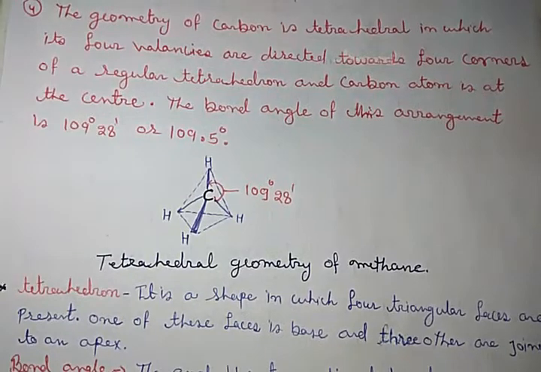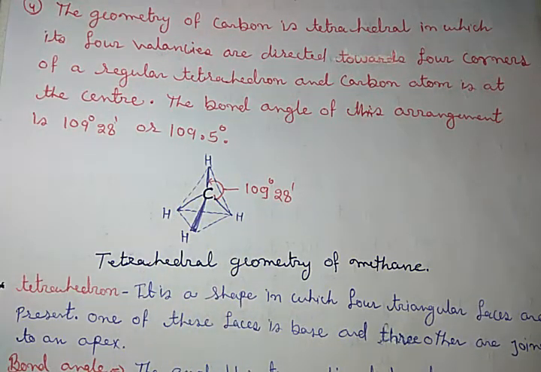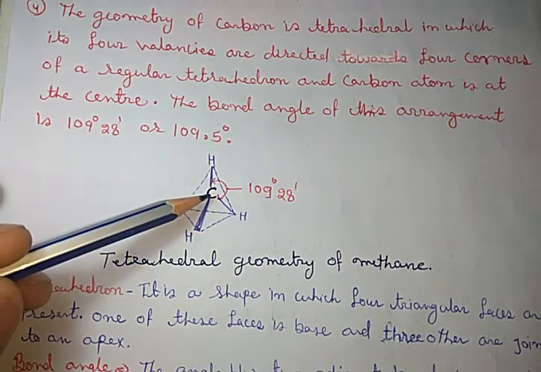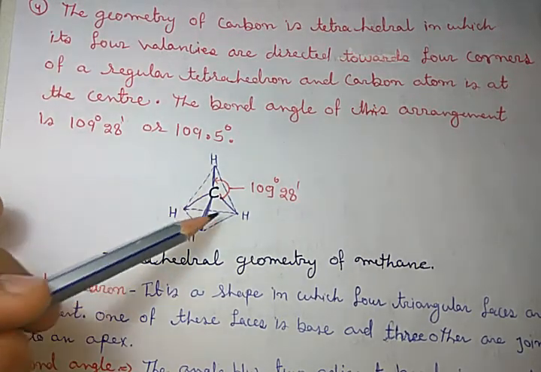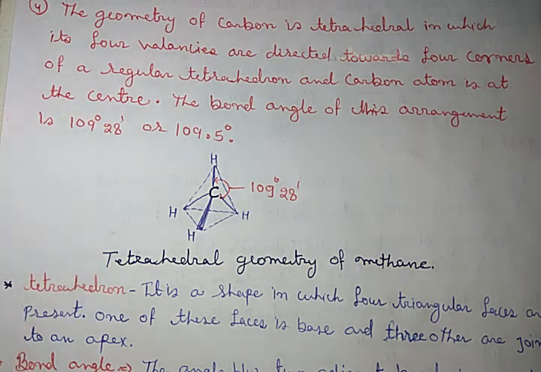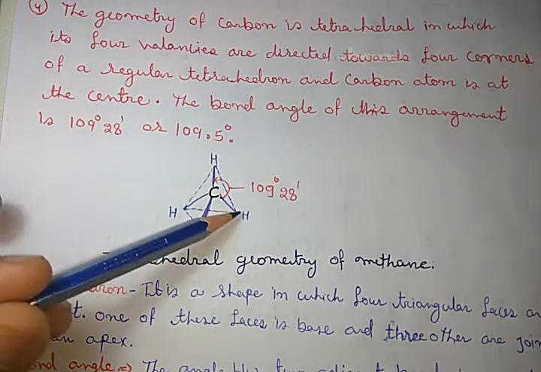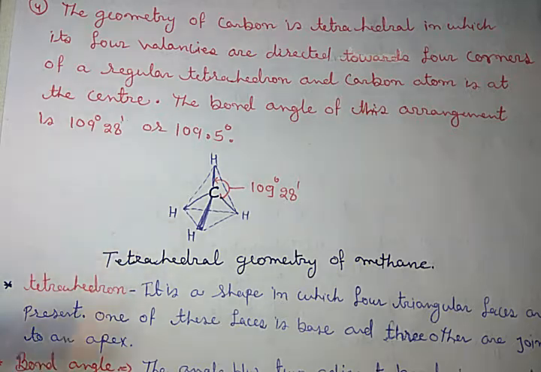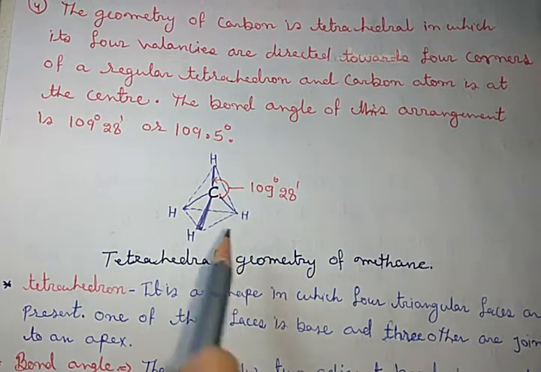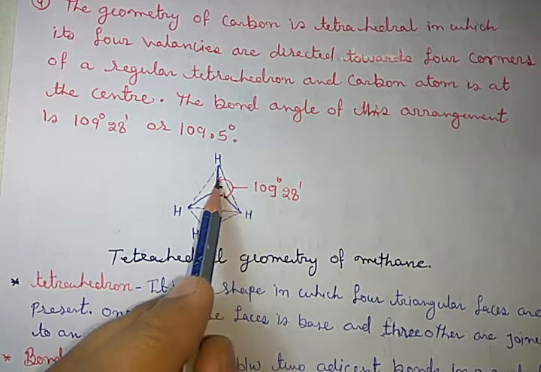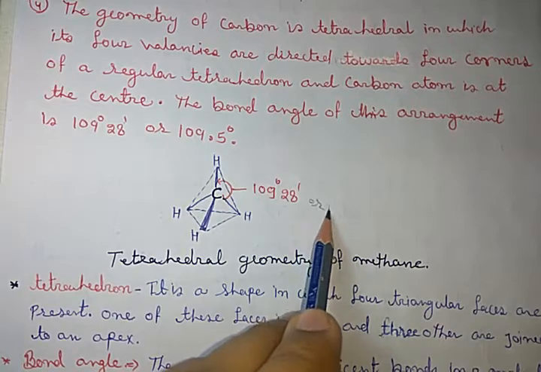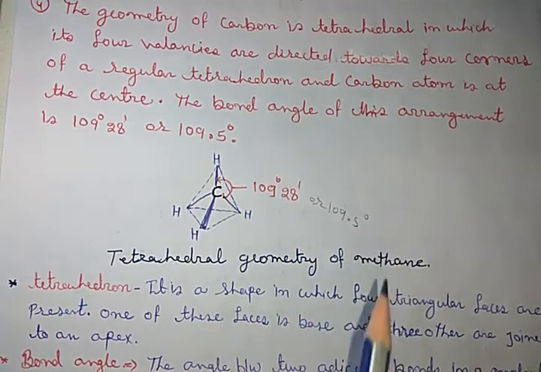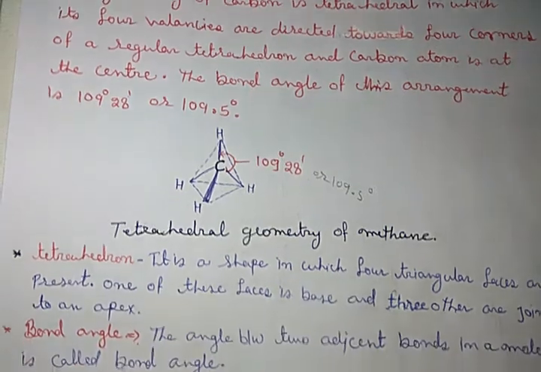Okay, this is the example, that is the tetrahedral geometry of methane, in which carbon is placed at the center and its four valencies are located toward the four corners of the tetrahedron. Got it? Now, one more thing, the bond angle will be 109 degree 28 minutes, or we can say 109.5 degree. Got it?